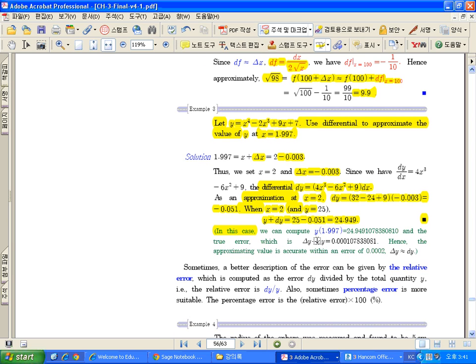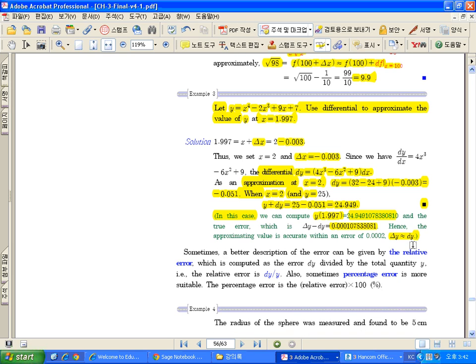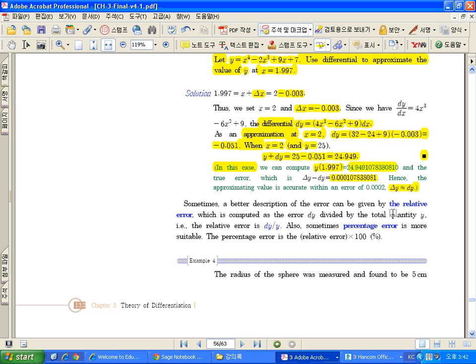So I tried to find the exact value of the function with the SAGE tool. Compare these two values, then delta y minus dy is only this, which is very small. So we can conclude delta y is very close to dy from those examples. So you can rely on those approaches to approximate the value of the function at a certain point.